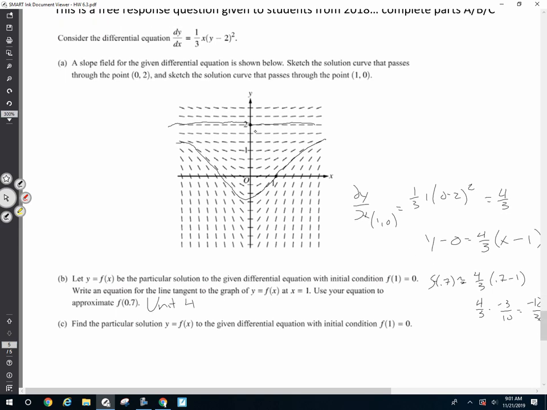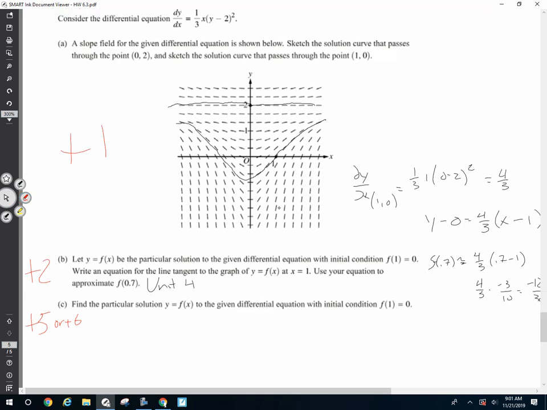Okay. Now, find the solution. So this is a separable differential equation. This would have been worth 1 point. This is probably worth 2 points. This question, out of 9 points, there's probably a part D, but there might not be, is worth 5 or 6. And here's how the points are distributed.